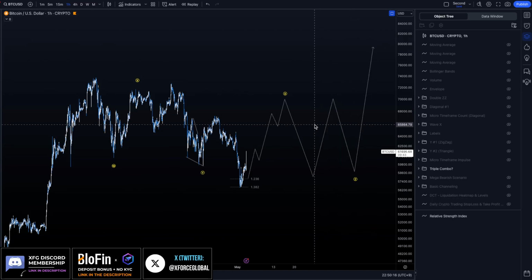The next analysis, we'll be talking about the macro primary analysis, or the larger time frames, and how these scenarios could fit into the larger time frames.